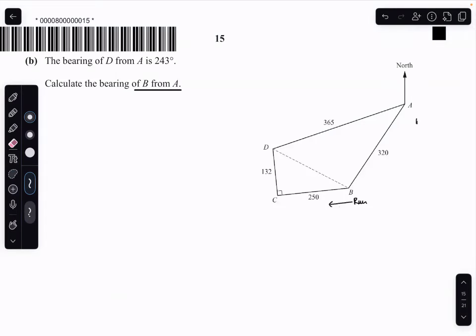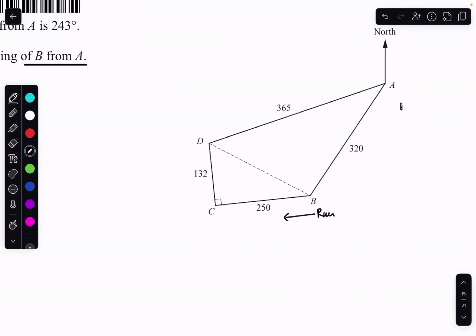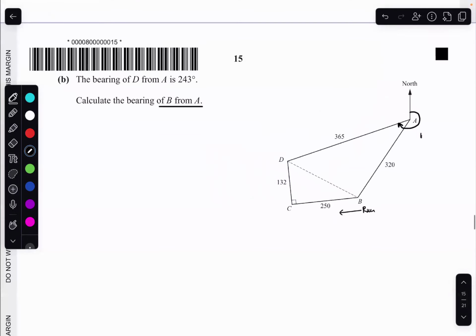So they are talking about this bearing over D from A. That means this here. This is already given to us. How much is this? 243. D from A is equal to 243. Now, to figure out the bearing of B from A, that means this is required: from the north of A till I reach this line AB. This is required. And how can we figure that out?